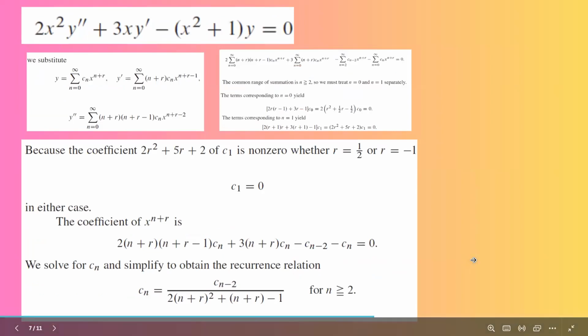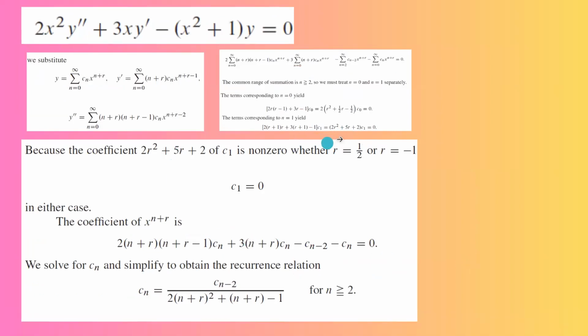Very good. So if you set the second one equal to 0, you get 2r squared plus 5r plus 2, which is the coefficient of c1. c1 must be equal to 0. And note that from that, you get r equals a half and r equals negative 2. Perfect. The coefficient of x to power n plus r is 2 times n plus r times n plus r minus 1 c sub n plus 3 times n plus r times c sub n minus c sub n minus 2 minus c sub n equal to 0.